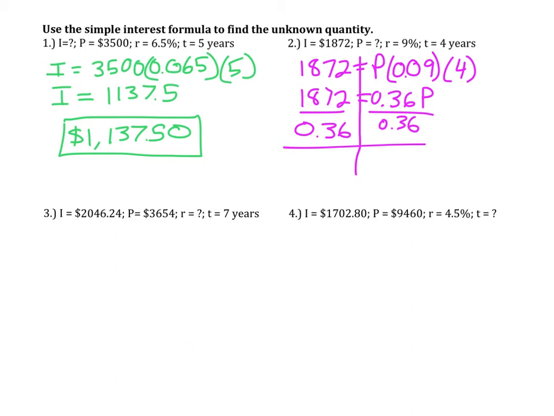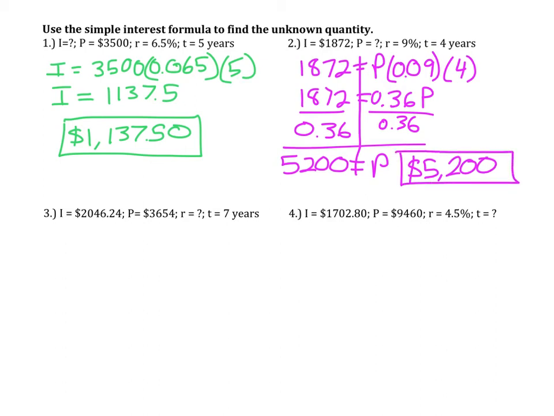And that gives us 5,200. So it tells us that our principal, the amount we originally invested or maybe borrowed, is $5,200. That's what we started with. In number 3, we have another problem where we're looking for the rate here. So we can set that up.